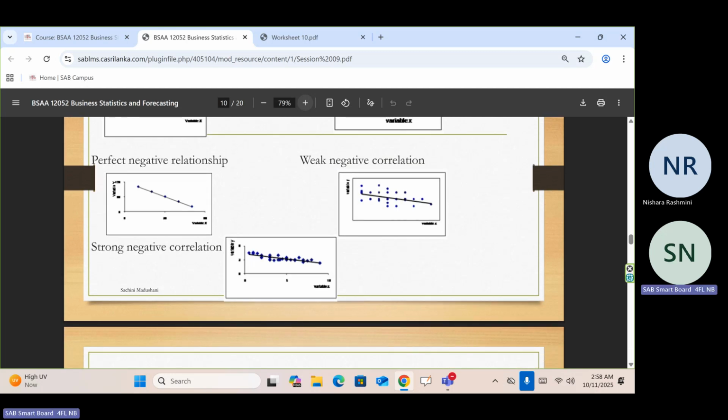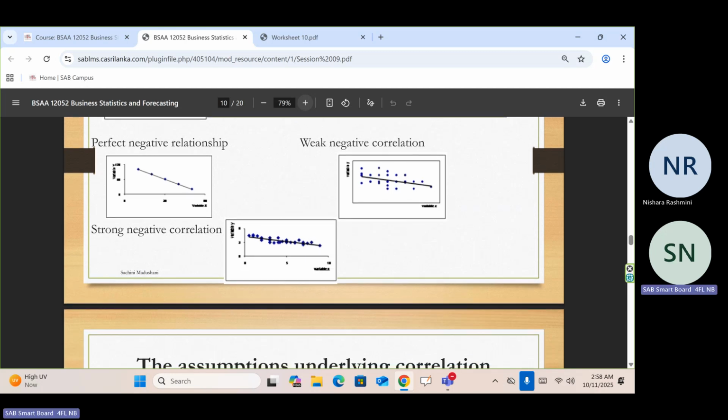Then the second one, here a negative relationship is there. Negative, a decrease in rate is there. But all the plots are on the one straight line. Then we can say it's a perfect negative correlation. Understood?